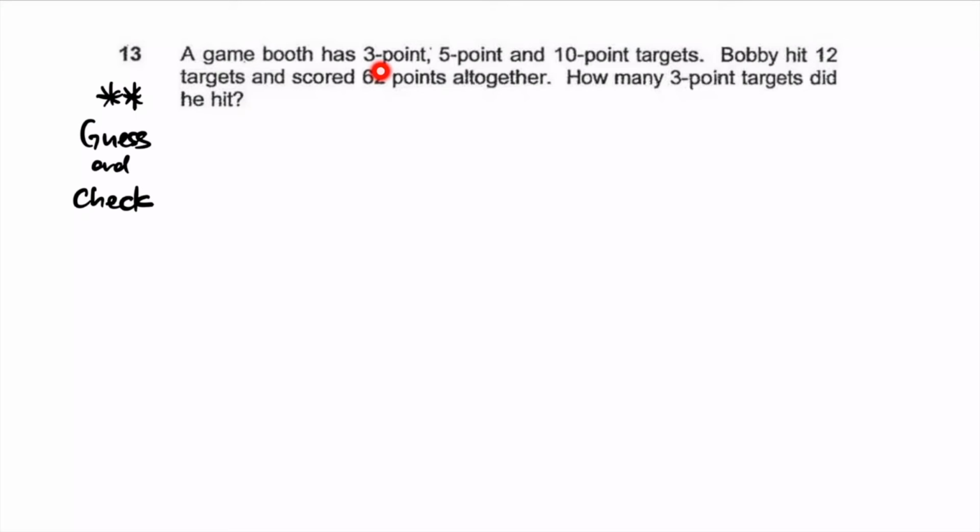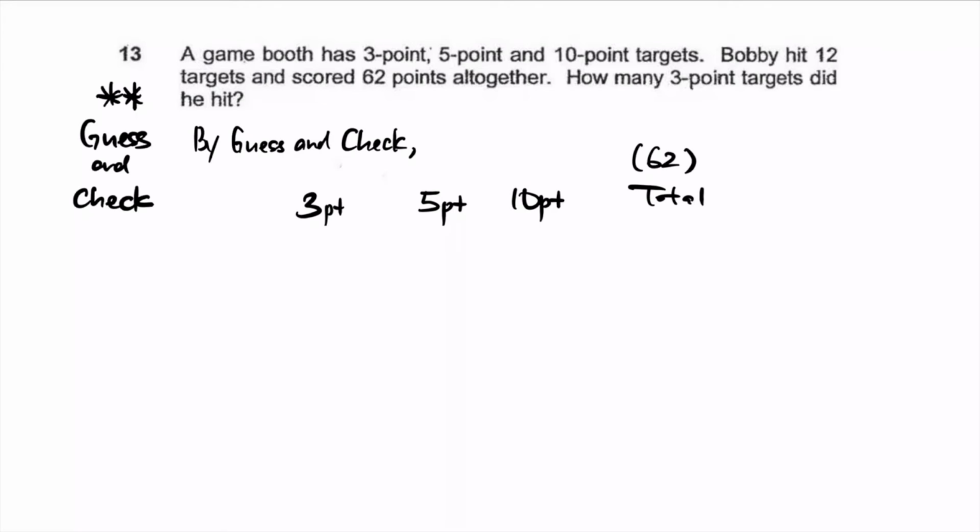Next. So we have 3-point, 5-point, 10-point targets. Bobby hit 12 and scored 62 points altogether. So this is actually a guess and check question. So I'll form the normal table. 3-point targets, 5-point targets, 10-point targets. We are looking for a total of 62 points as we guess and check. Bearing in mind, we have to account for 12 targets.